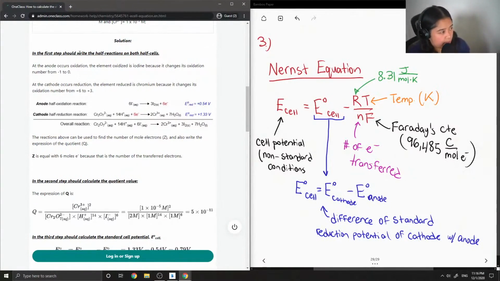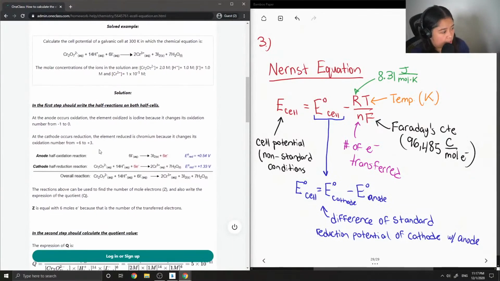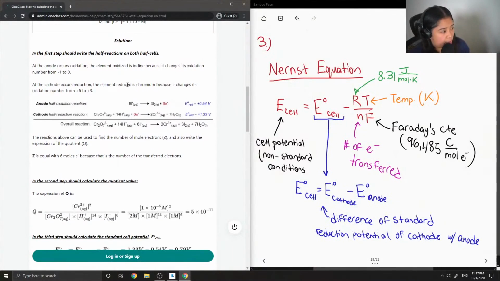In the first step, we should write the half reactions on both half cells. At the anode occurs oxidation. The element oxidized is iodine because it changes its oxidation number from -1 to 0. So that means its oxidation number increased, so that's how we knew that the iodine is what got oxidized. At the cathode occurs the reduction. The element reduced is chromium because it changes its oxidation number from +6 to +3. So it had a decrease in oxidation number, so that's how they knew that it was getting reduced.